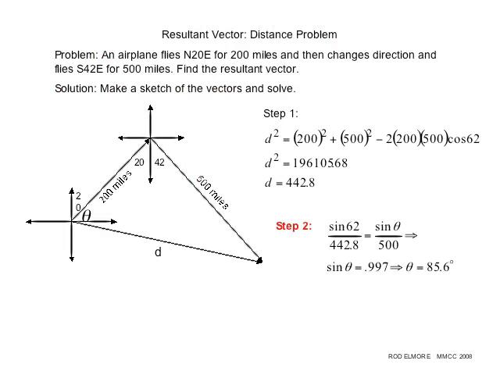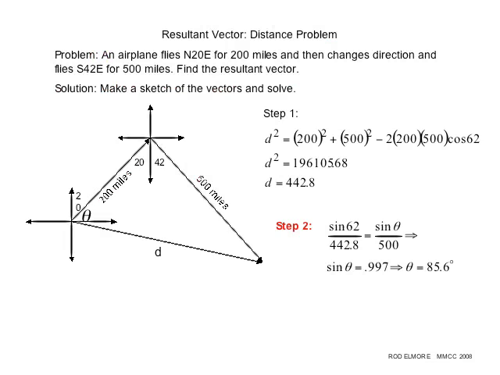Step 2. We can find the direction by finding the angle theta. So let's see what we could do there. The sine of theta over 500 is equal to the sine of 62 over 442.8. Now the only bad thing about this is we're using the side we found earlier in step 1. So if that one's right, then we'll be okay, but if we made a mistake there, it'll carry through to this.